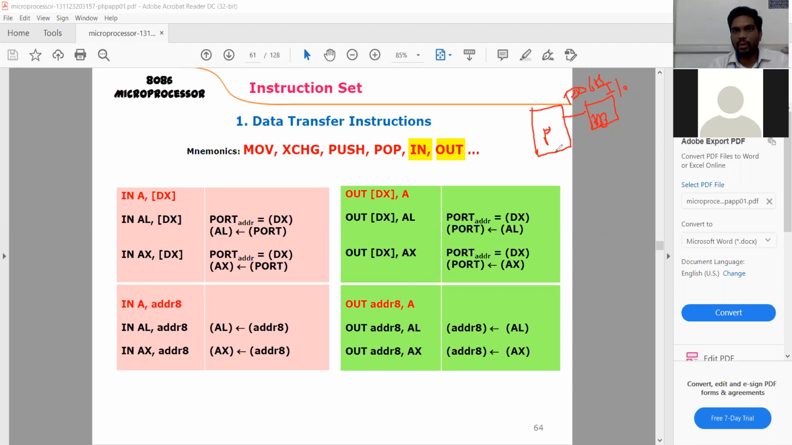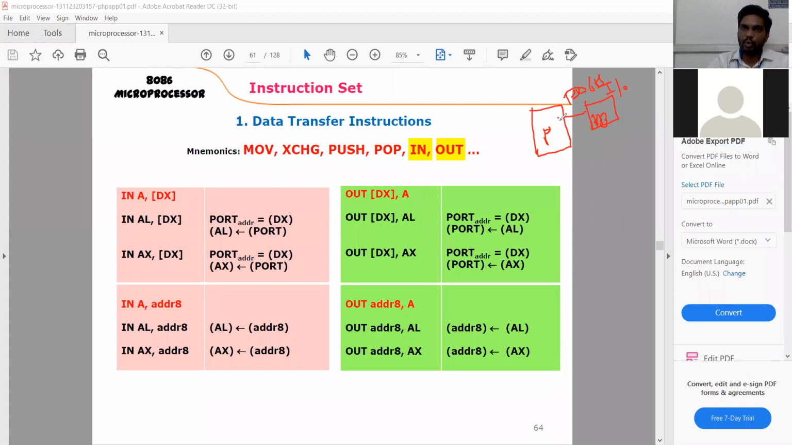Similarly here also, for every microprocessor we have some ports. Each and every port will have a special address. So when you connect some input output device to that particular port, we have to access that particular input output device through that particular address only.